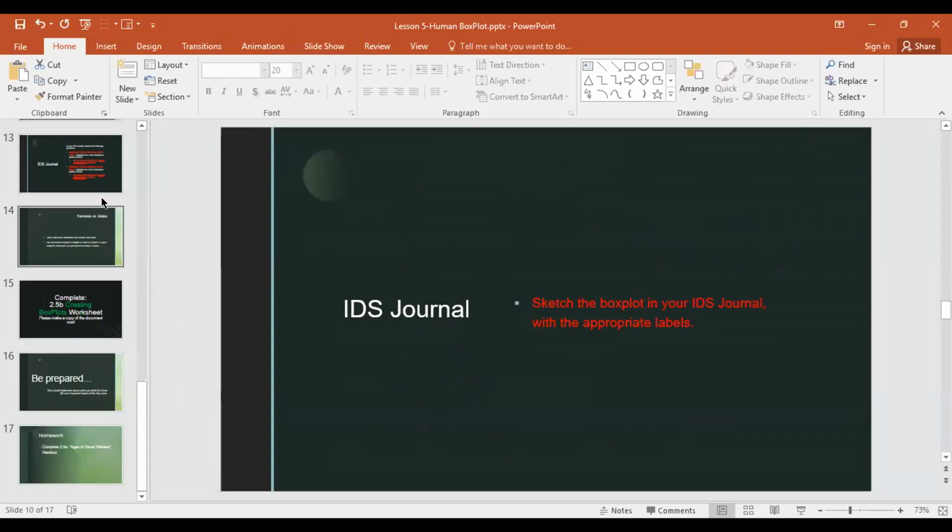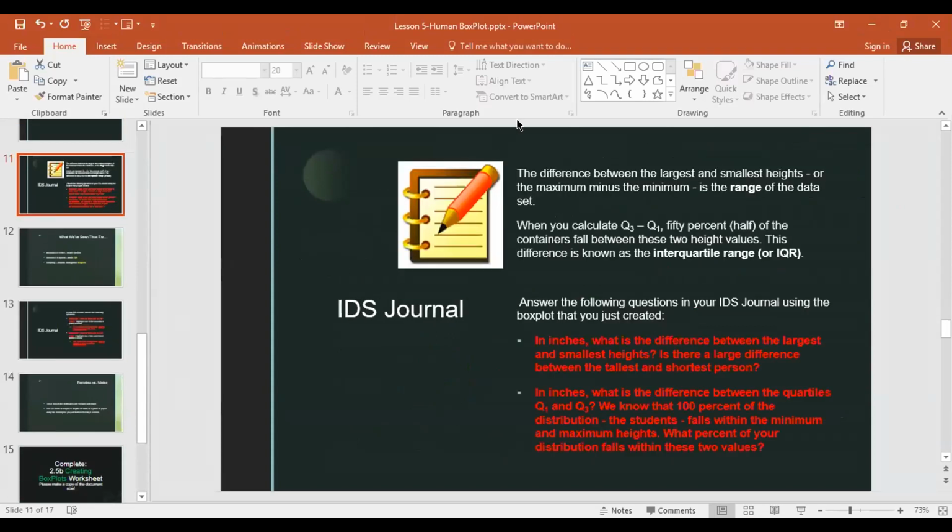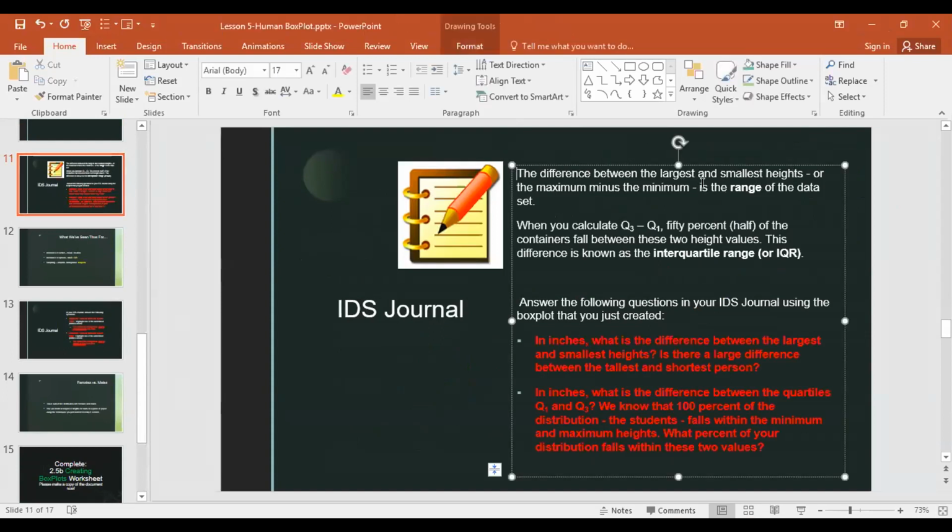Okay, so what we need to understand is some of the information that our box plot can give us. In this part, it says the difference between the largest and the smallest heights, or the maximum minus the minimum, is the range of the data. So one way to talk about how extensively our data varies is to speak about the range.